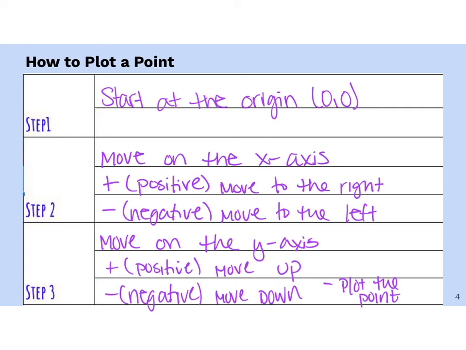So if I wanted to plot the point (3, 4), I would start at the middle, the origin, then I would move to the right 3, and then I would move up 4, and that's where I would plot my point. Okay, you're going to practice this a few times, and then you're going to take your exit ticket. This is really all there is to today's lesson.